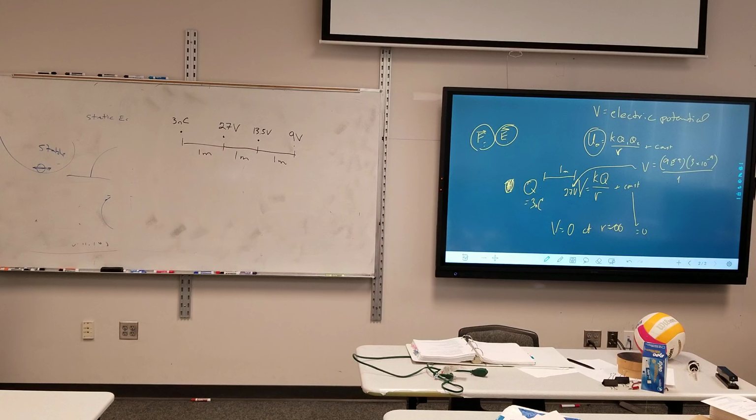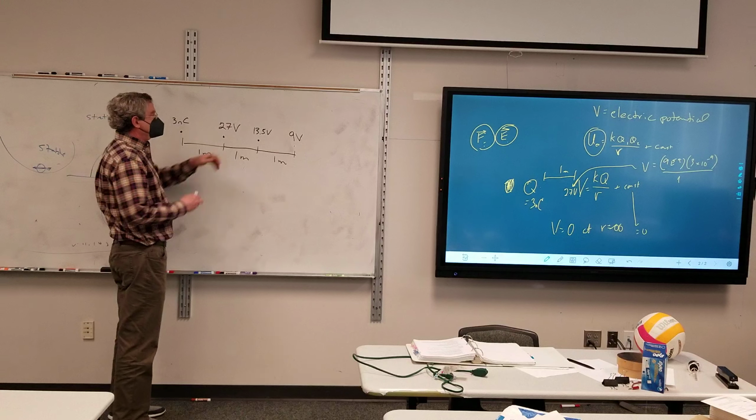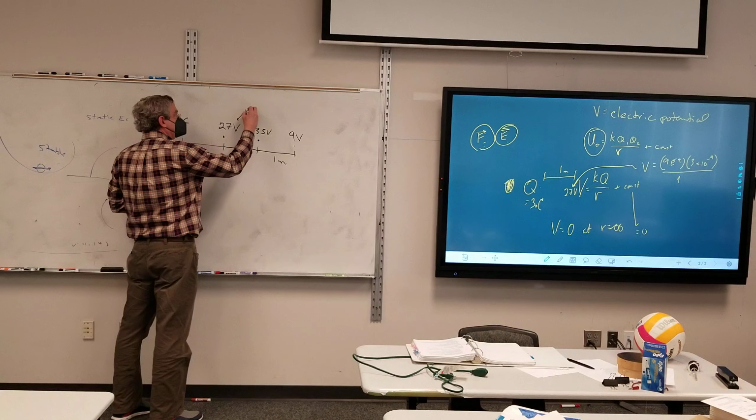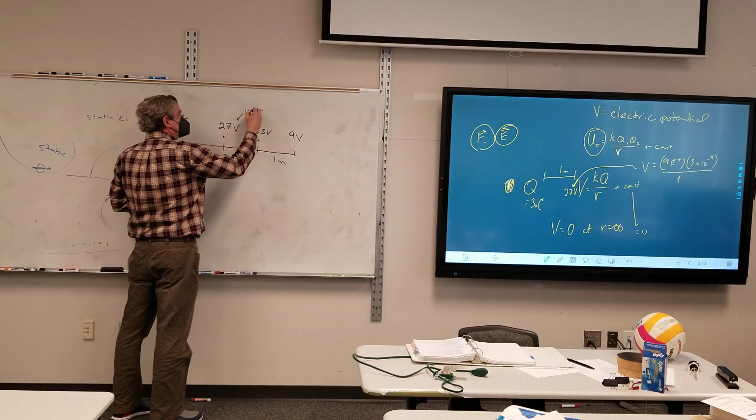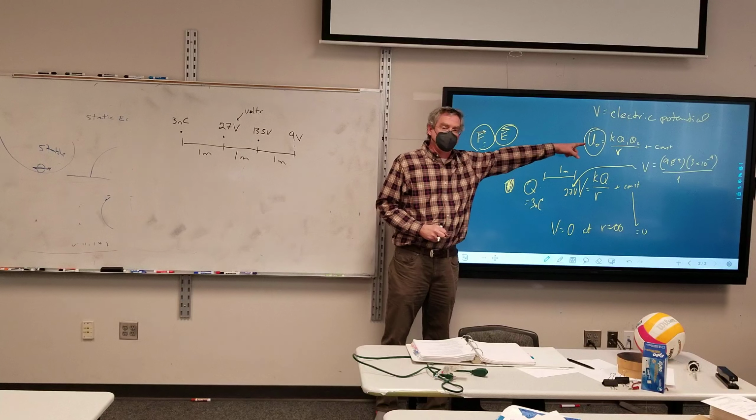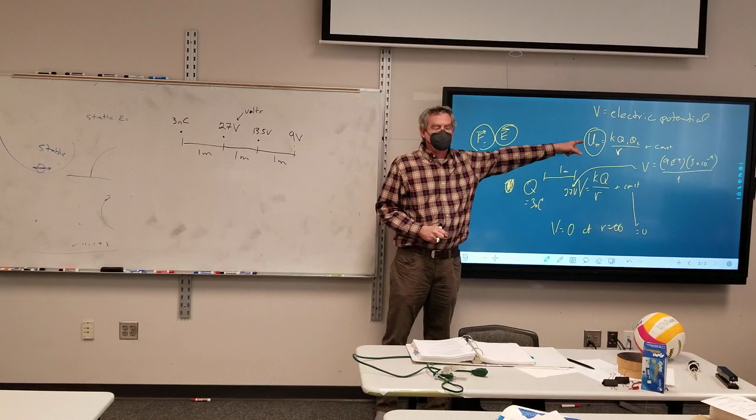Now, all of these are electric potentials. If I have a 12 volt battery, so this V right here stands for volts. This V right here stands for electric potential. This U right here stands for electric potential energy. Please keep track of those.